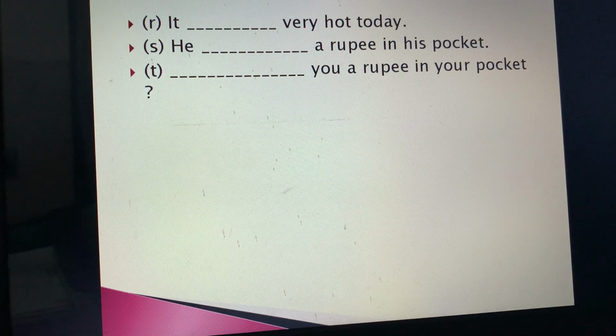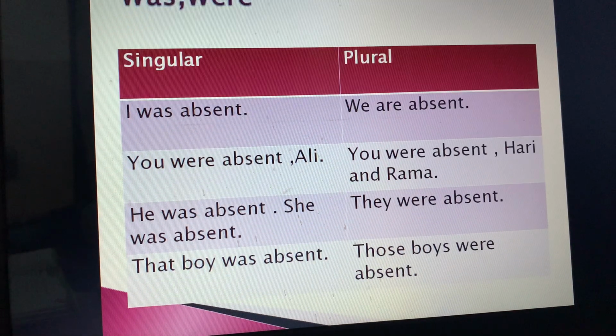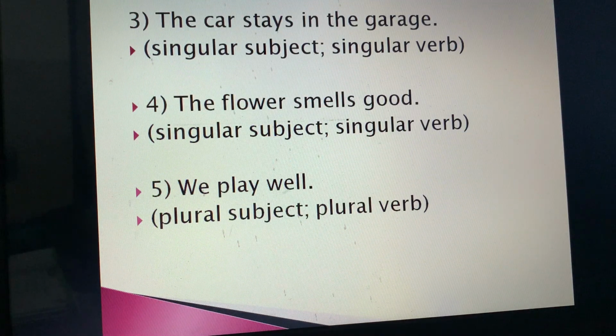Fine. These are 3 more sentences left. It dash very hot. It is always treated as singular subject. He dash a rupee in his pocket. Dash you a rupee in your pocket. Fine. So this was all about subject, verb and agreement.